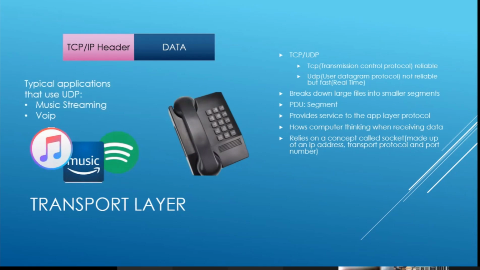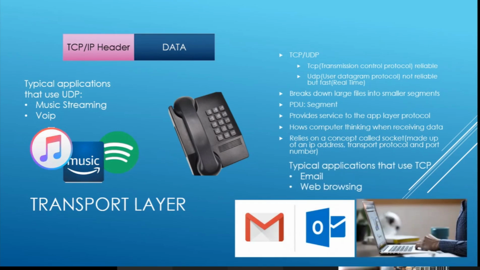Applications that use UDP are music streaming services like Spotify or VoIP, which is used by phones. And applications that use TCP are email and web browsing.